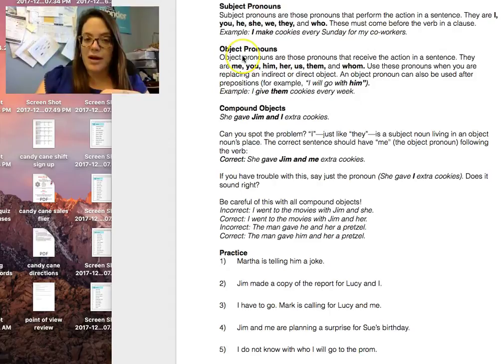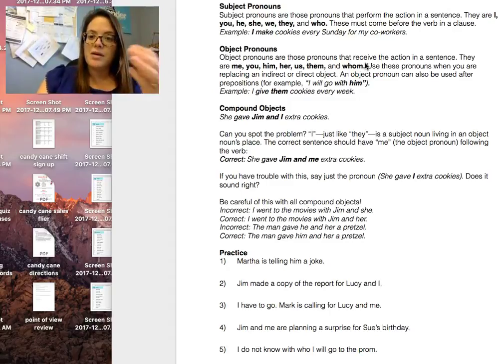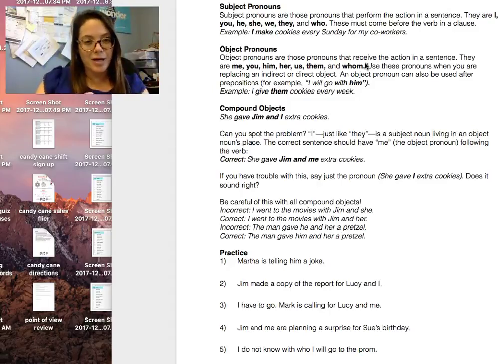Now, object pronouns, on the other hand, are ones that receive the action in a sentence. So they are me, you, him, her, us, them, and whom. If you never knew how to use whom before, this is how you use it. Use these pronouns when you're replacing an indirect or direct object with a pronoun. So if we are using a pronoun as our indirect or direct object, it needs to be one of these, not one of these.